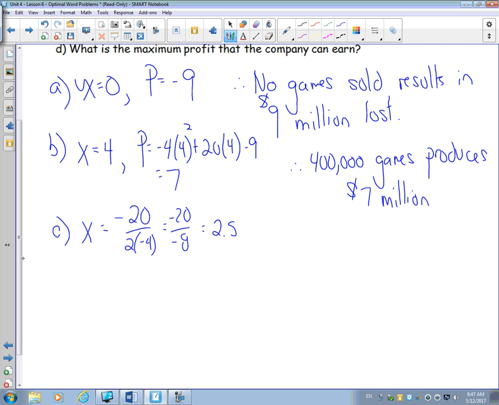What does that mean? Max profit is at 2.5, which means, remember this is hundreds of thousands, 250,000 games are produced.